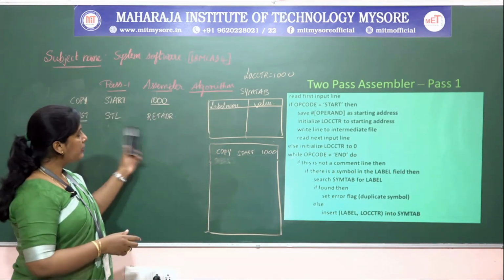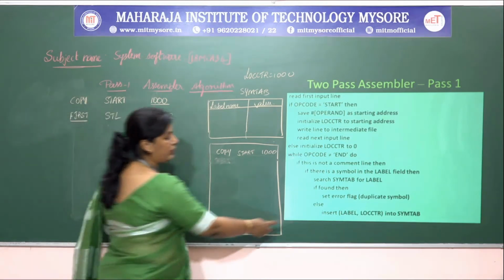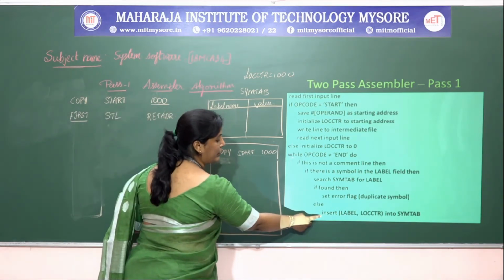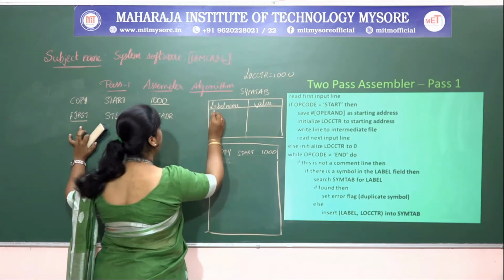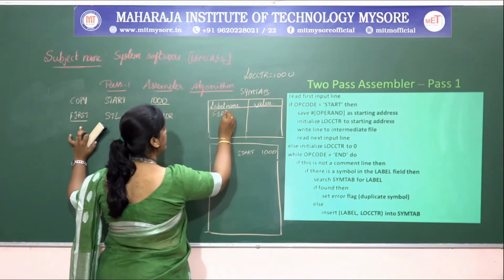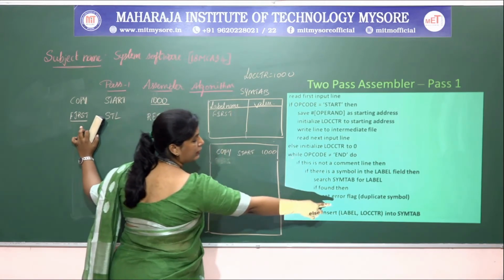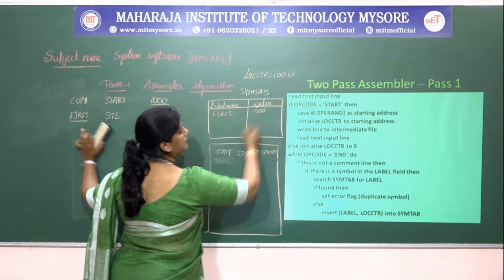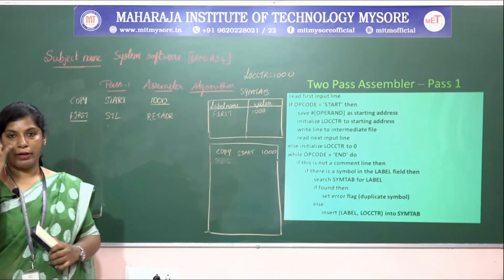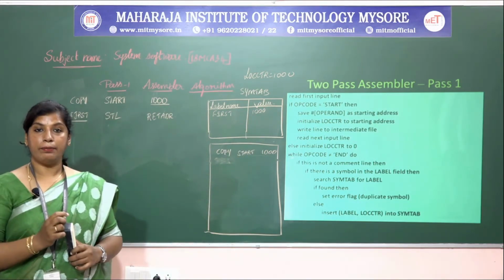If it is not there in the symbol table, then it goes to that else part. What actually it is going to do is insert that label name into the symbol table. What is the label name? That is FIRST, along with the location counter value. What is the location counter value? It is 1000. It is entering that location counter value as 1000 into the symbol table.